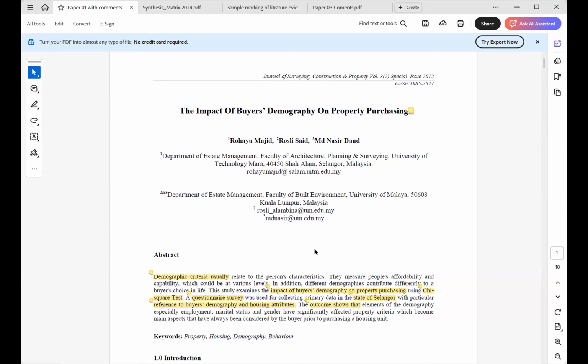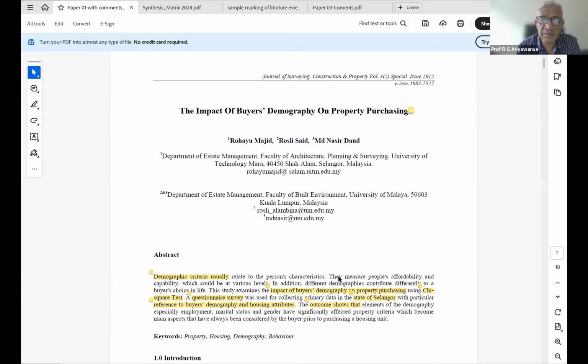Yes. You go through step by step how these authors have developed this statement in an abstract. They measure people's affordability and capability, which could be at various levels. The second statement slowly moves to the particular context of this study, and it connects with that first statement.